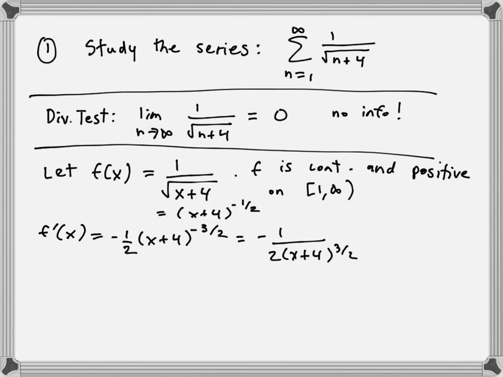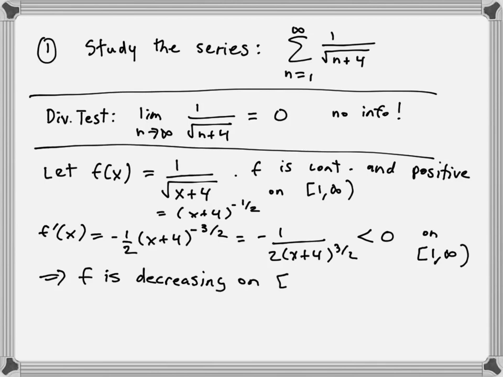Now notice that this is always negative, isn't it? It's always negative because the bottom is positive and the top is negative. So this is less than 0 on 1 to infinity. In other words, this means that f is decreasing on 1 to infinity. So we didn't even need to analyze certain intervals because it's decreasing everywhere. So we met all three conditions, right? We have continuous, we have positive, and we have decreasing. So that means that we can apply the integral test.